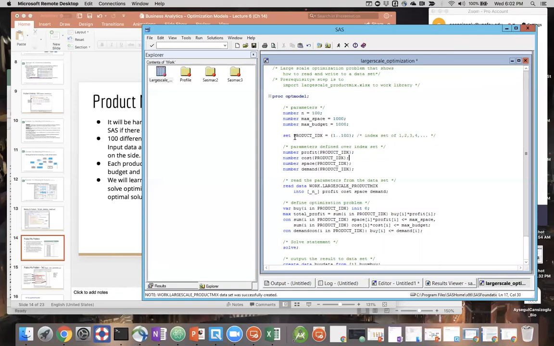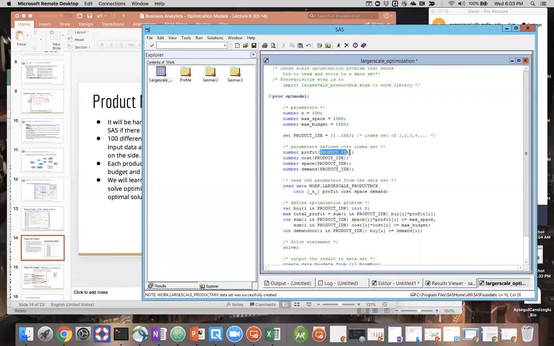So then this index set is going to be available for everything that we are going to do, right? Because each product has a profit, we are going to define this profit for this index set. It means that each of the items for each of this index is going to have a profit number. Then the same thing for cost. Basically, the product index is going to be from 1 to 100, right? This is a number from 1 to 100.